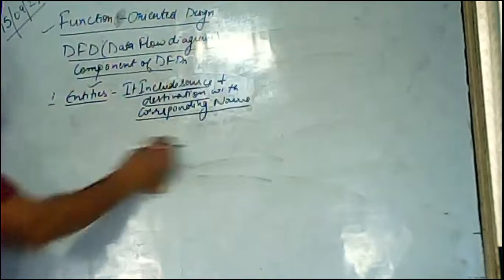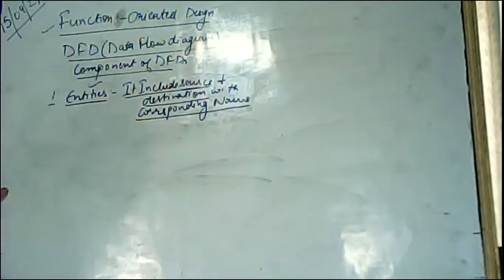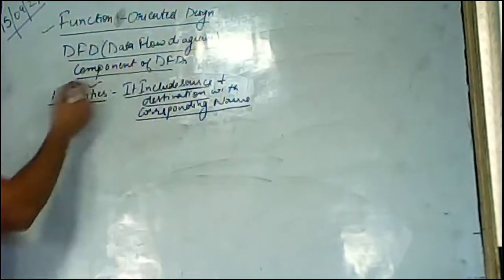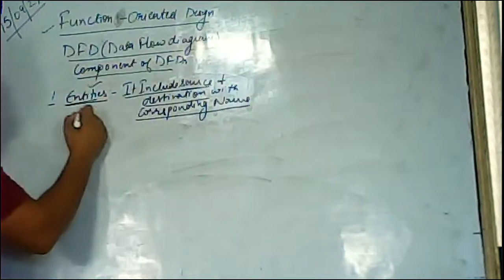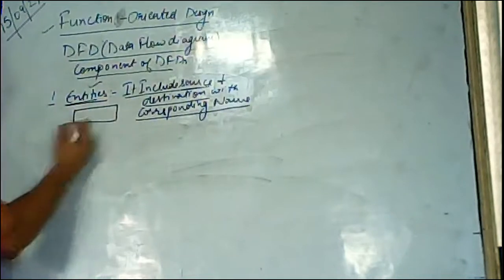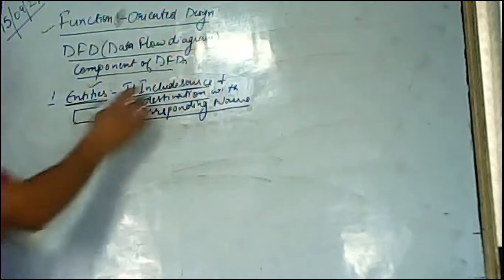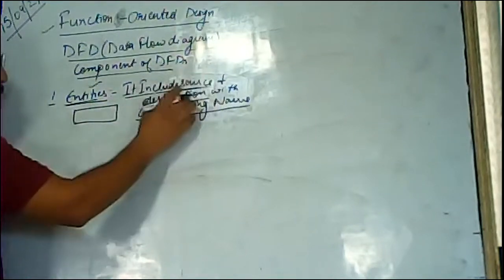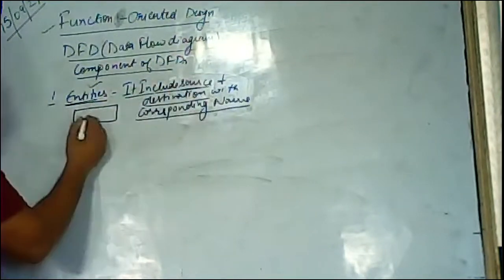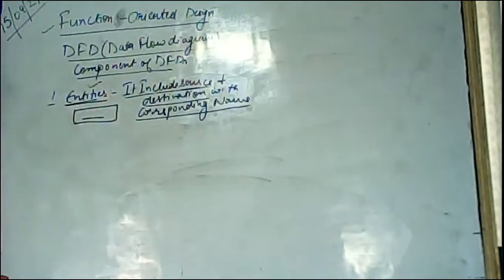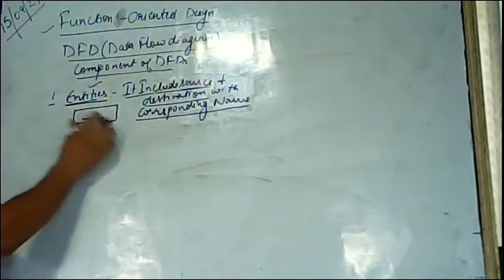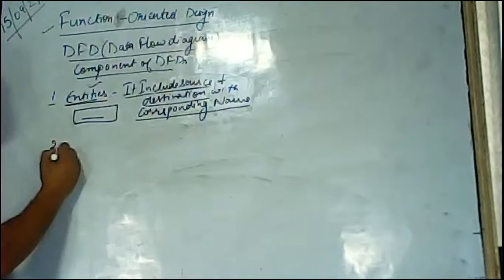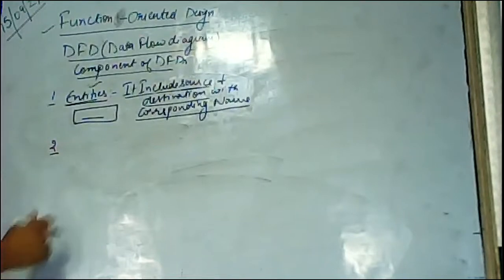This is your first component that is used, or you can say that symbol. Your entity symbol is a rectangle. And what is the functionality? It includes source and destination with their corresponding name. We will write the name of this entity. Next is your process.